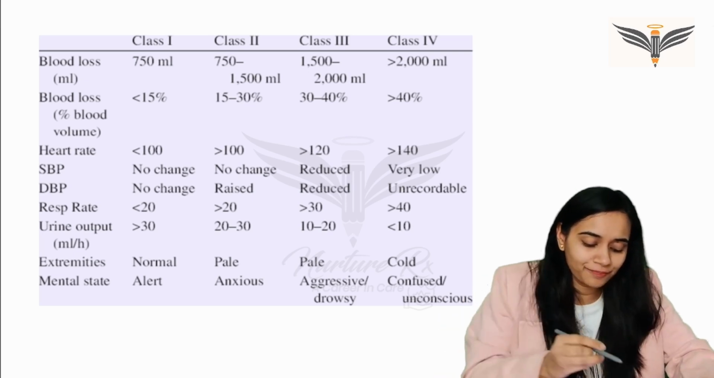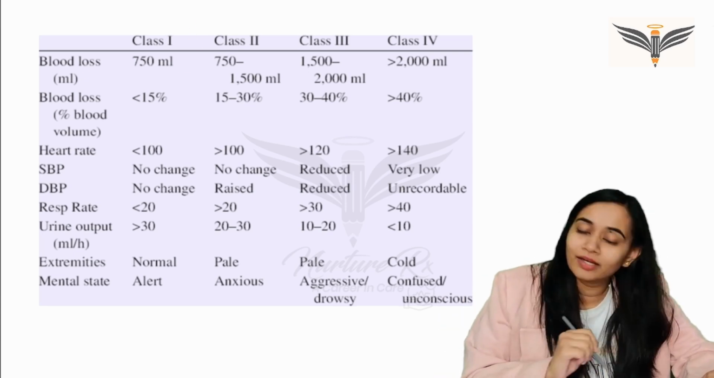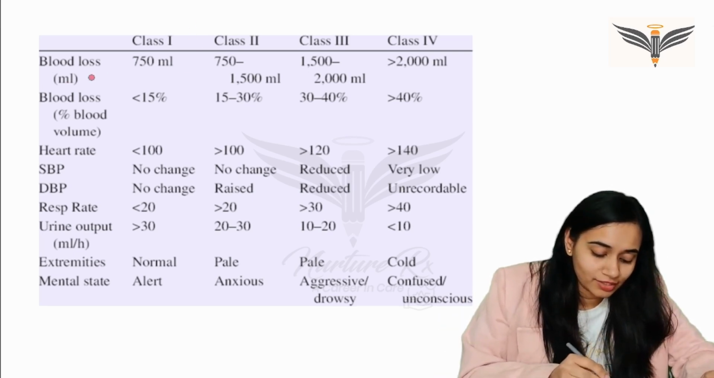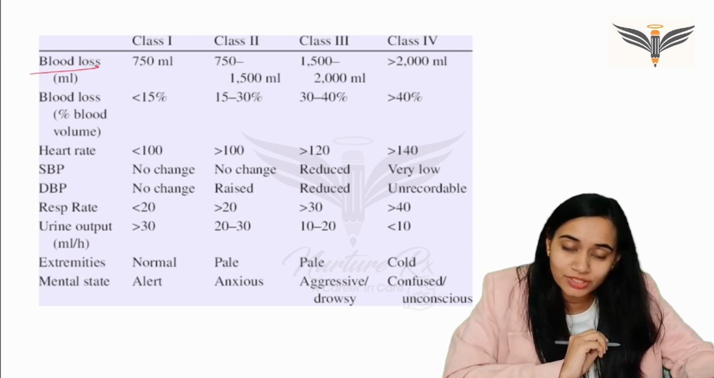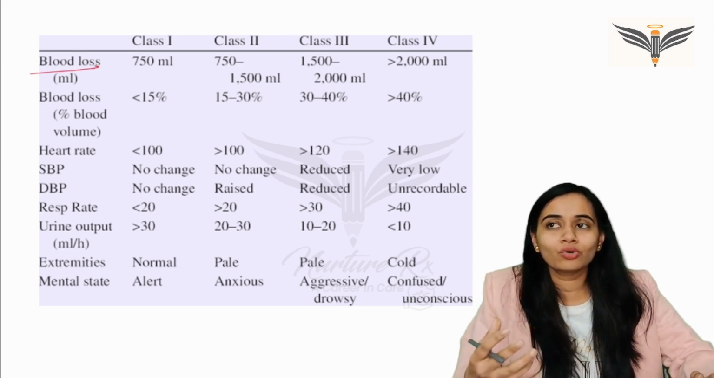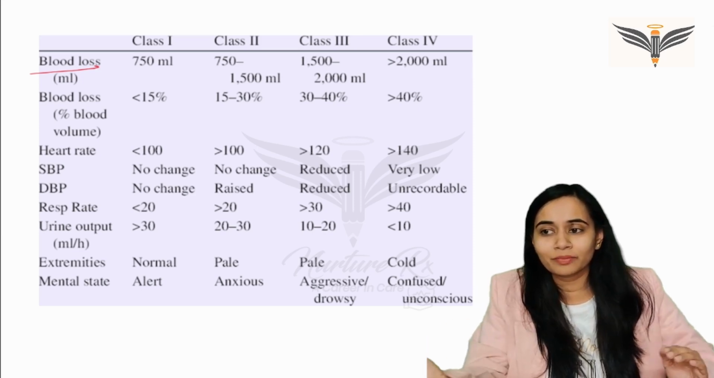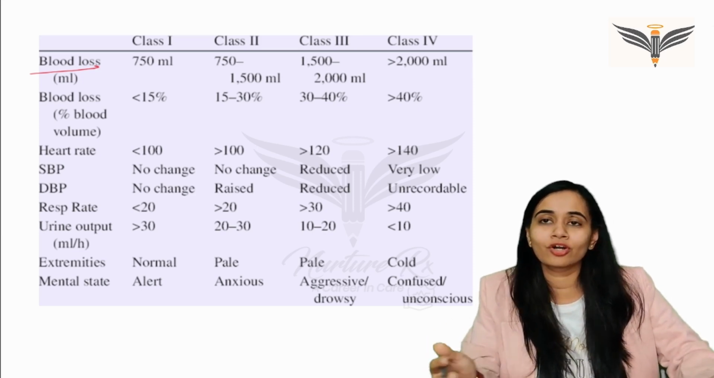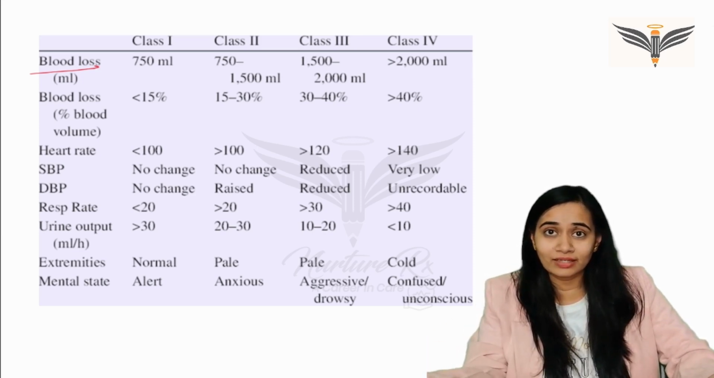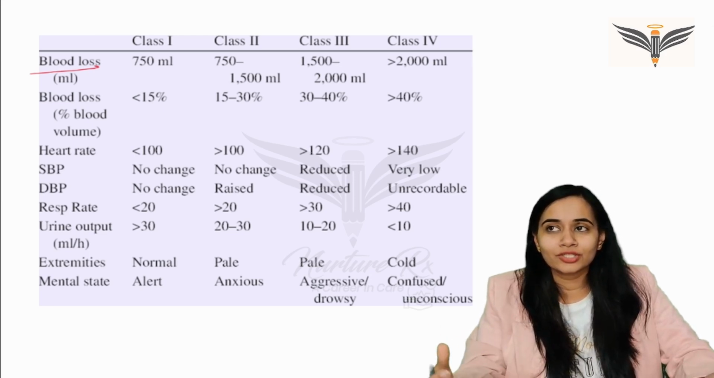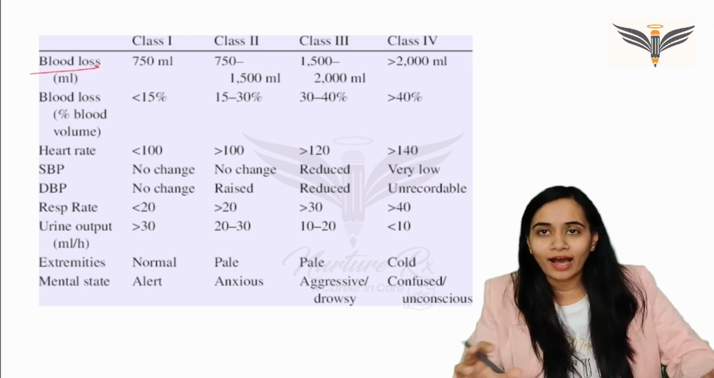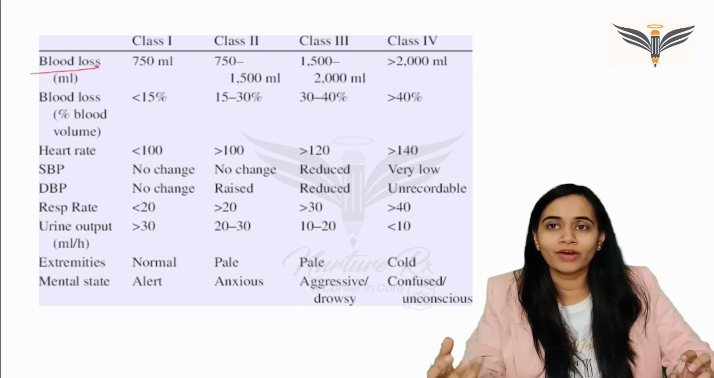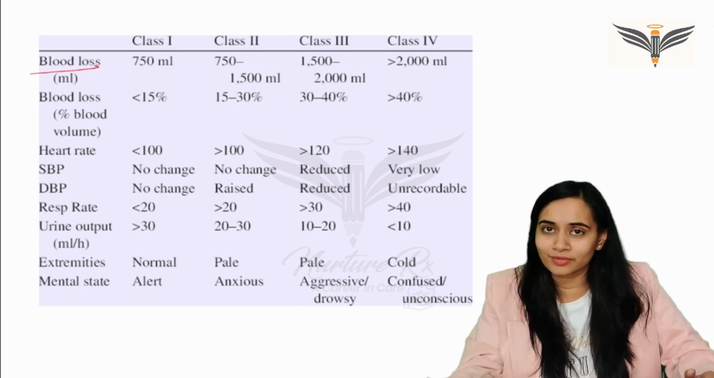Firstly, we'll see class 1, or grade 1 shock. The first thing that we need to see is blood loss. We cannot know exactly the amount of blood loss. If the patient is brought to the emergency setting, we cannot know how much blood has been lost earlier. But if the patient is in an ICU setting or in the operation theater, we usually have the resources to find out how much blood loss has been there.